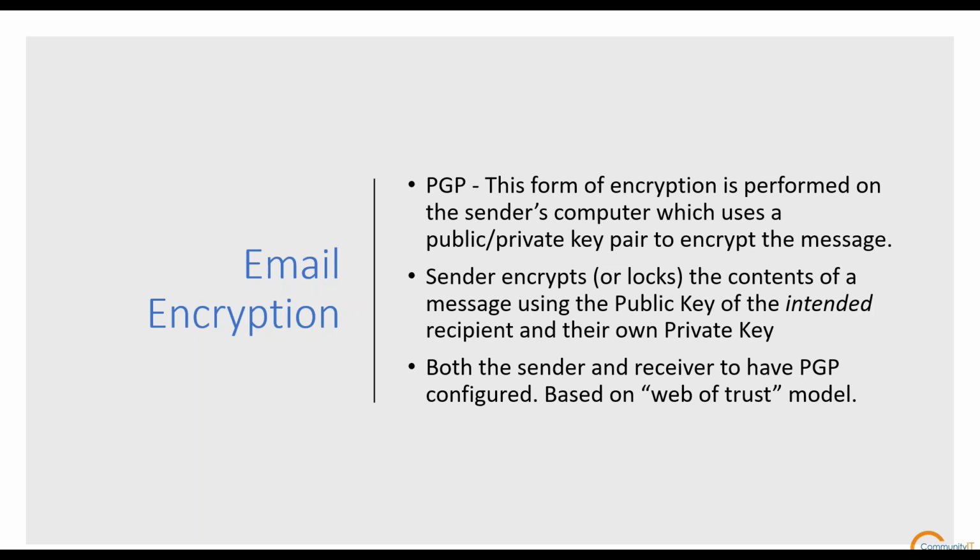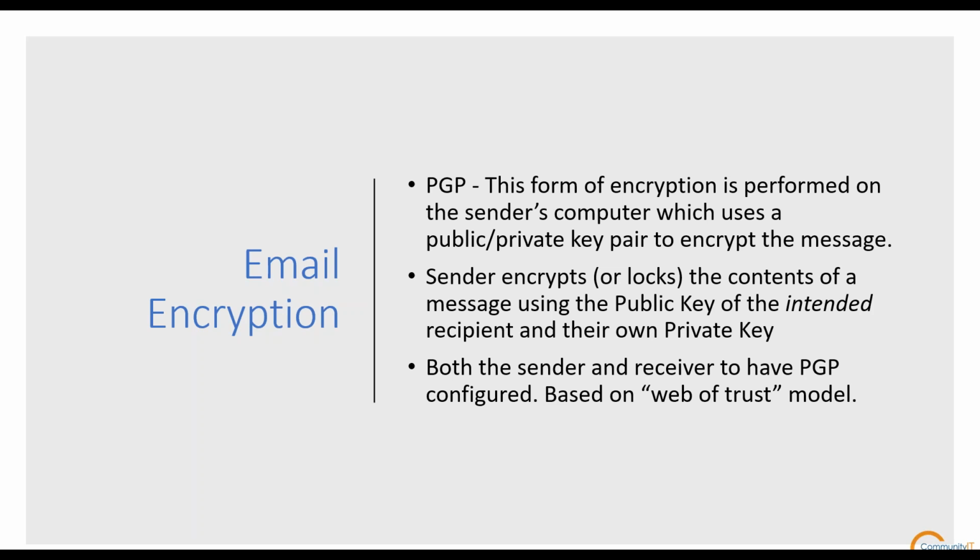With that understanding, the final type of email encryption we'll talk about is PGP. This is a form of encryption performed on the sender's computer, and it uses a public-private key pair to encrypt the message. That was the example I showed at the very beginning, where the text itself in my outbox or sent items looks like that. So it's encrypted: if my account is compromised, all the encrypted messages I have are going to be unintelligible like that.